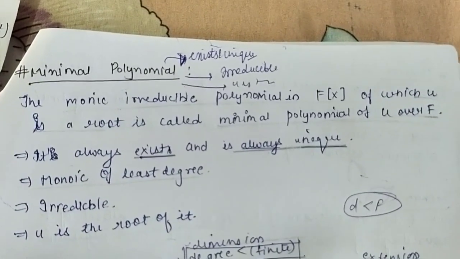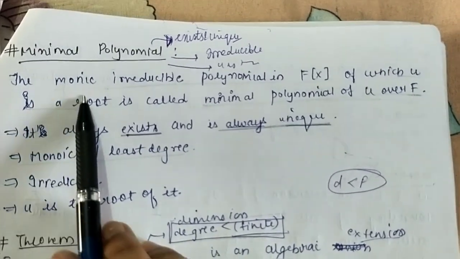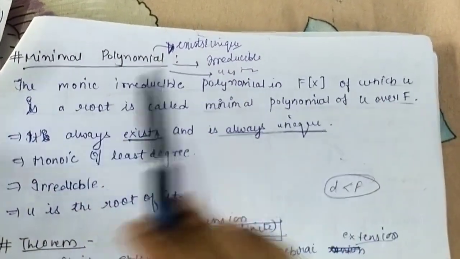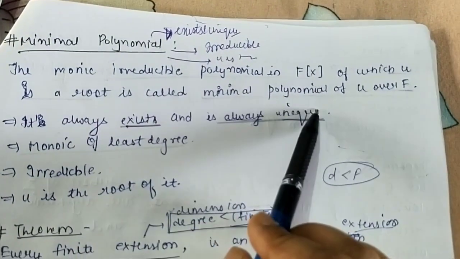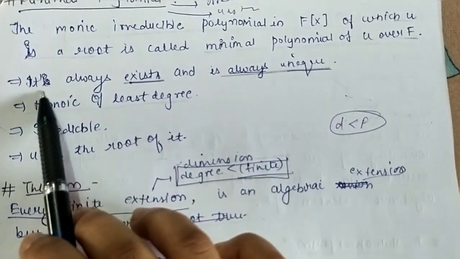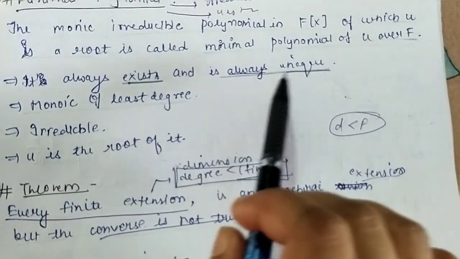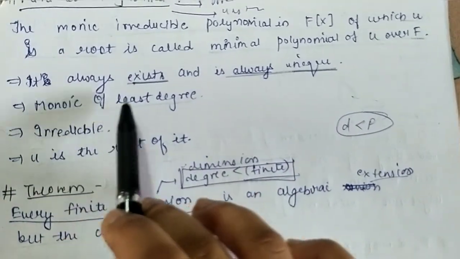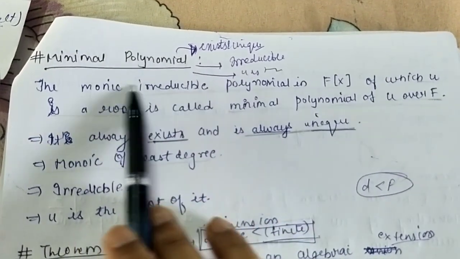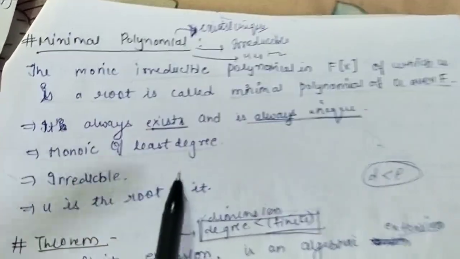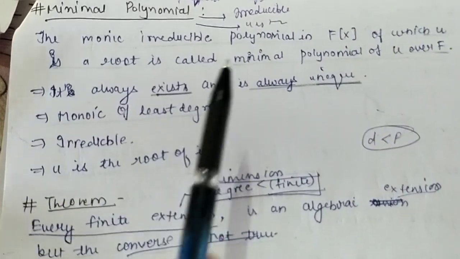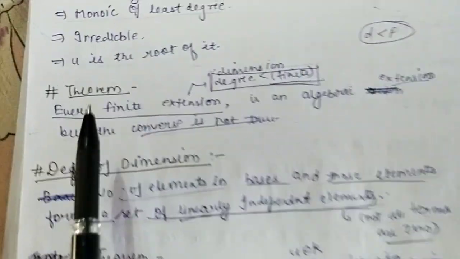Now coming to minimal polynomial, the monic irreducible polynomial in F[x] of which u is a root is called the minimal polynomial of u over F. It always exists and it is always unique. Monic of least degree. The monic irreducible polynomial should be of least degree, it should be irreducible, and u should be a root of it.